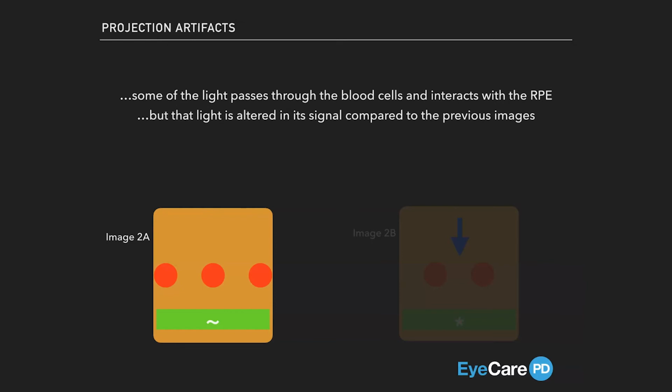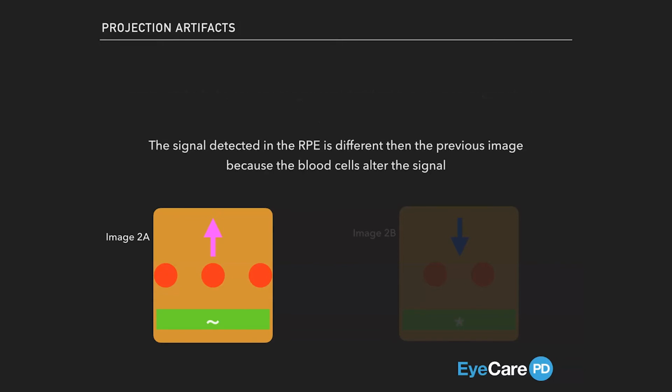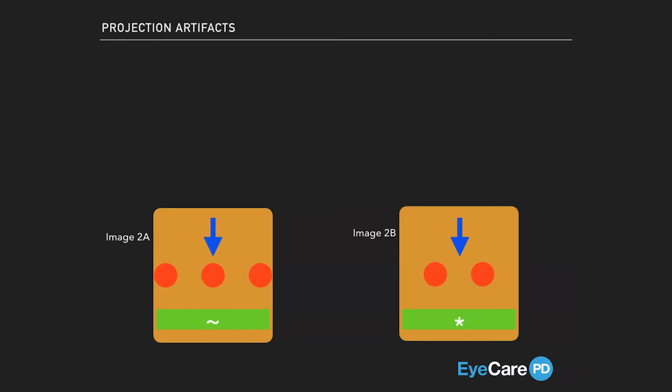Some of the light passes through the blood cells and interacts with the RPE, but that light is altered in its signal compared to the previous image I showed you in 1A and 1B because it has to pass through the blood cells. Thus, the signal that the machine detected in the RPE is different than in the previous image because the blood cells alter the signal. I thus labeled it with a squiggly instead of an asterisk to denote the difference. And yet, at a fraction of a second later, the blood cells pass, and now image 2B shows how the RPE has a new value.